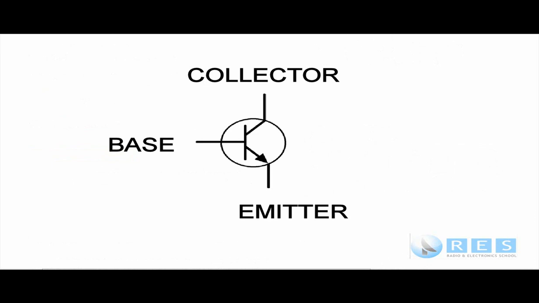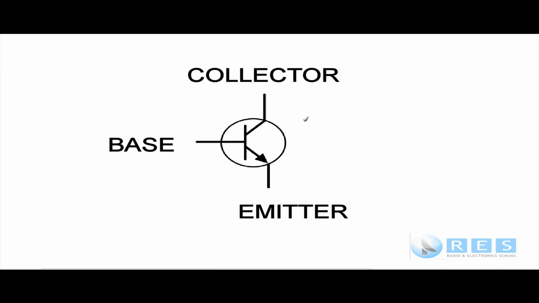I just want to talk briefly about transistors. This transistor is an NPN transistor because the arrow is not pointing in. Think of not pointing in, NPN. If it was pointing in, it'd be PNP.